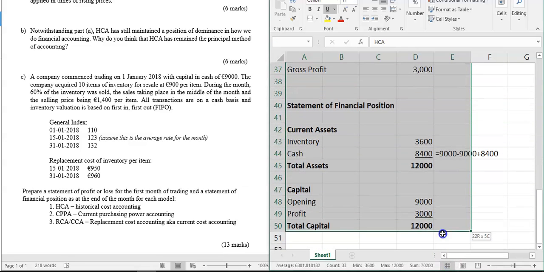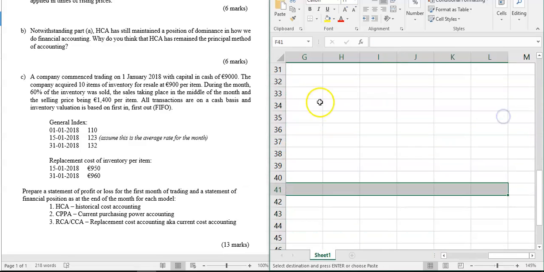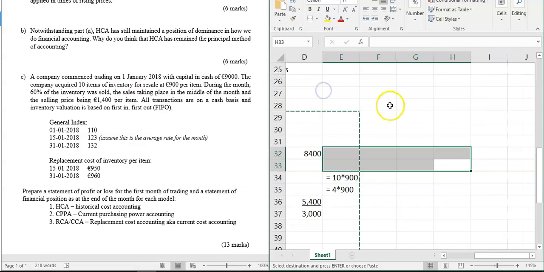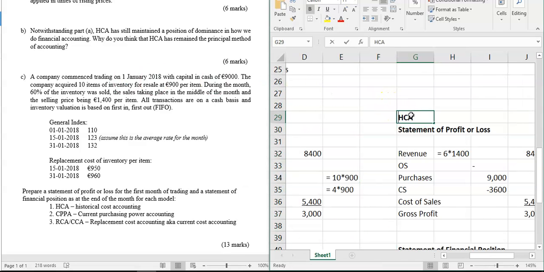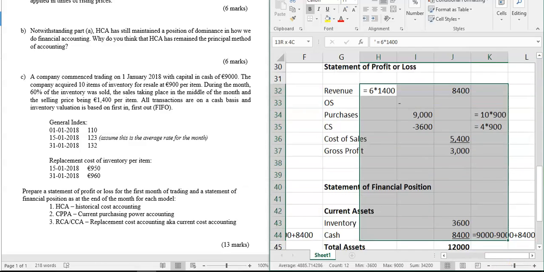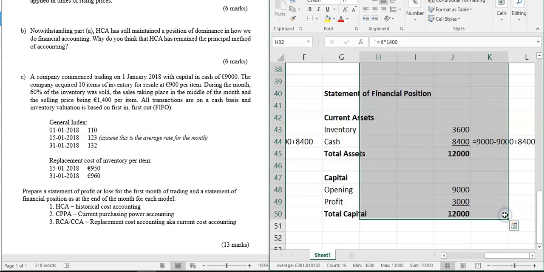What we're going to do now is we're going to take that same template and we're going to bring it over here, and we're going to look at CPPA, current purchase power accounting. And we'll delete some of these down just so we can set it up.